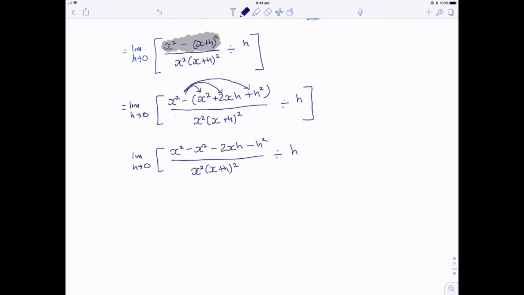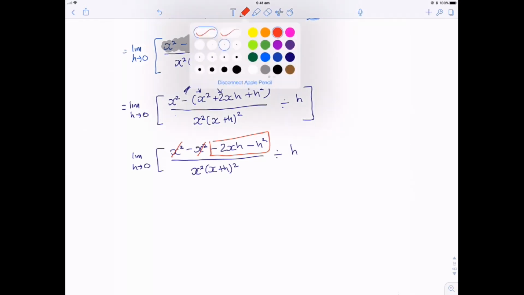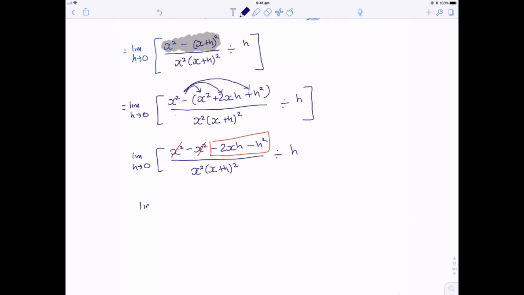Now we could collect like terms, so these two actually cancel each other out, and so we're just left with this part, and we could factorize that as well. So we could take out a negative and an h. So our derivative as h approaches 0, if we take out negative h, we're left with 2x plus h. That's still going to be over x squared times x plus h squared.